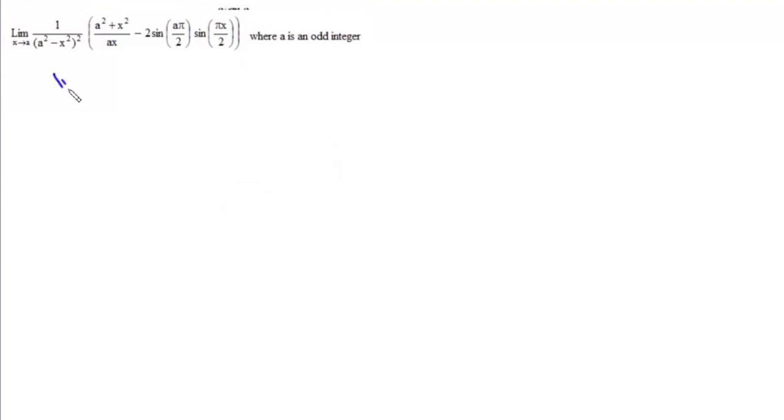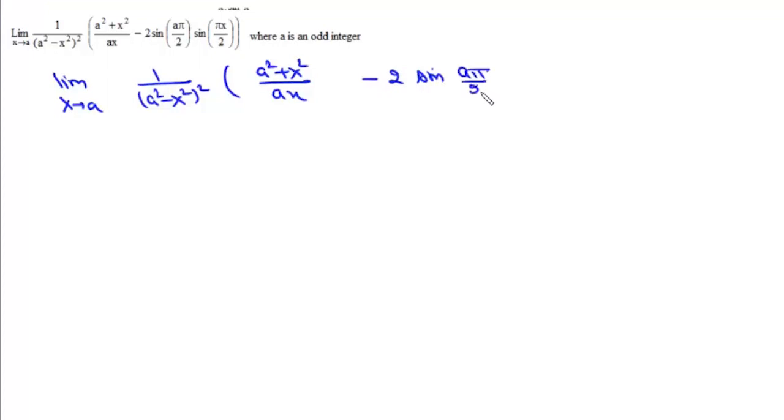Now here the question is, we need to solve this limit x tends to a, 1 upon (a square minus x square) whole square, and then we have a square plus x square upon ax minus 2 sine (a pi by 2) into sine (pi x by 2). Now if we put x as a, it'll be 0 in the denominator, and the numerator will be 2 minus 2, which is 0, so it is 0 upon 0 form.